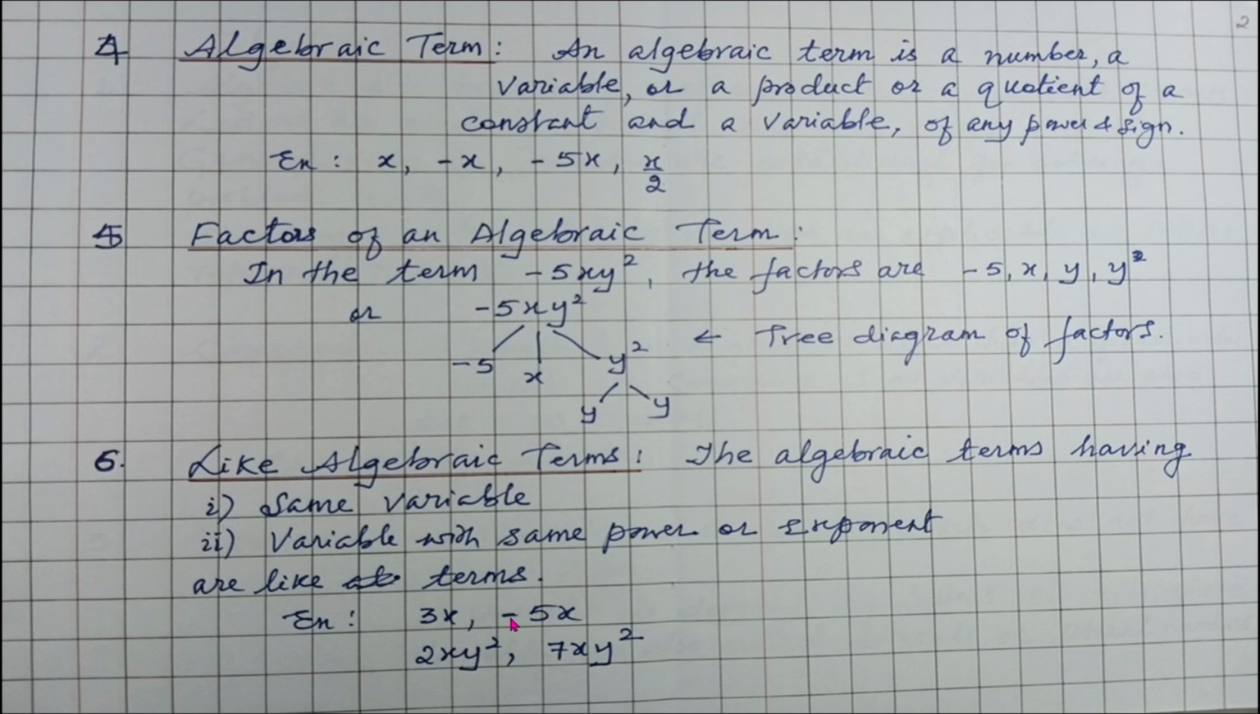Please remember, the sign and the numerical coefficients are neglected, are not taken in deciding like algebraic terms. Now take this example: 2xy square, 7xy square. 2 and 7, they are numerical coefficients, leave them. x is a variable with power 1. y square is another variable with power 2. Therefore 2xy square and 7xy square are what we call like algebraic terms. Therefore remember, the algebraic terms having same variable and same power or exponent of the variables are called like algebraic terms.